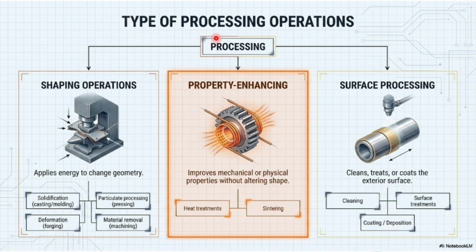So, surface processing improves or modifies the surface of the part. This includes cleaning, coating, plating, polishing, or surface treatment. And these are important for corrosion resistance, appearance, friction behavior, or cleanliness. So, in practice, one part may go through all three stages: first shaped, then strengthened, then finished on the surface. Once the individual parts are ready, they must often be joined together, and that brings us to assembly operations.